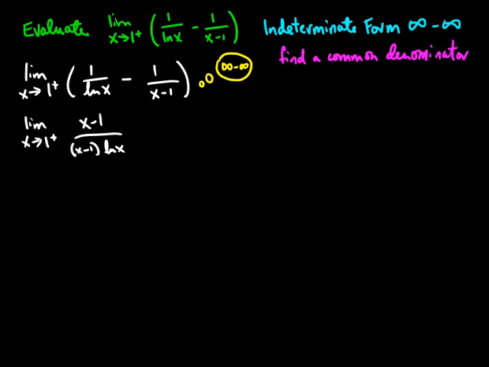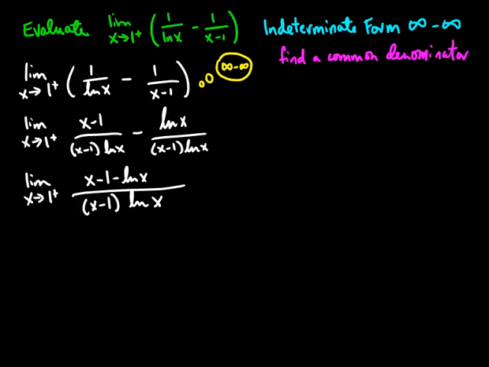Multiplying the top and bottom of 1 over ln of x by x minus 1, we get x minus 1 divided by x minus 1 times ln of x. Multiplying 1 over x minus 1 by ln of x over ln of x, we get ln of x over x minus 1 times ln of x. So we can combine these both over the common denominator, and we can try to plug in again.